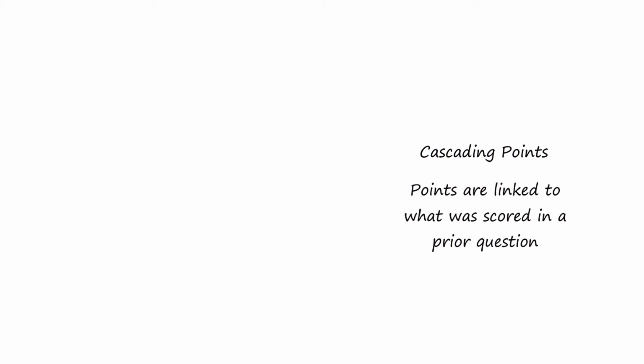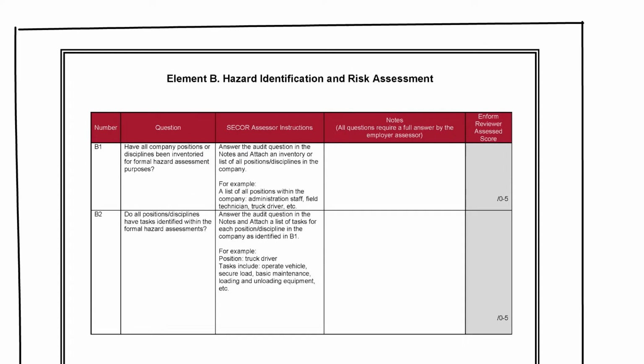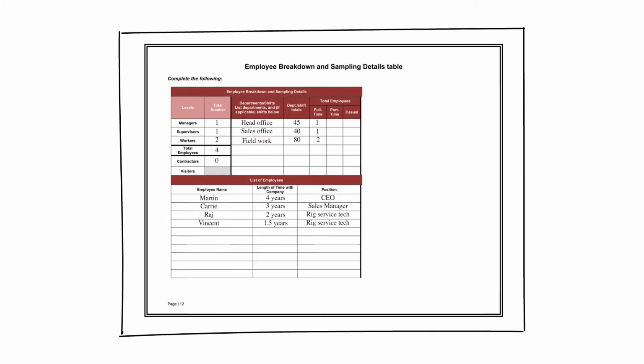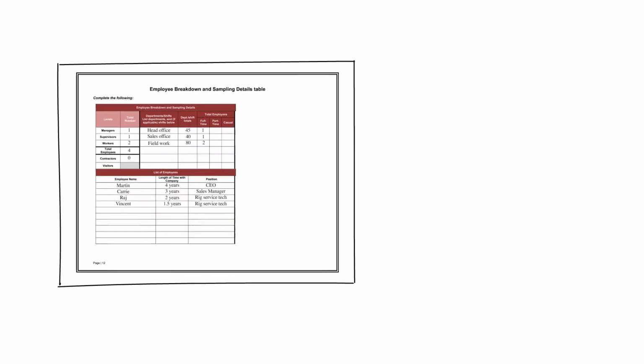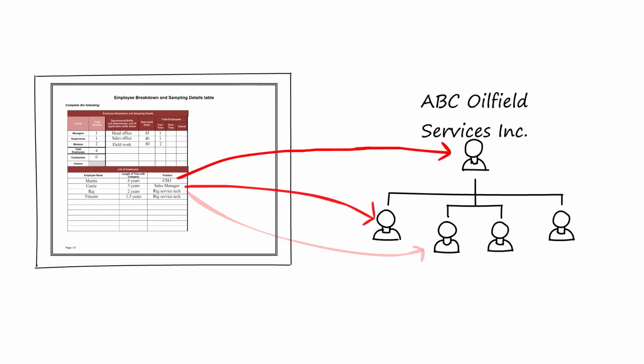The last type of scoring is cascading points, where points are linked to what was scored in a prior question. This might sound a little confusing, so let's use an example. Question B1 asks, have all company positions or disciplines been inventoried for formal hazard assessment purposes? For this question, the reviewer will be looking at your submitted inventory or list of positions and disciplines and comparing it against your company organization chart or other documentation to confirm all positions have been inventoried.